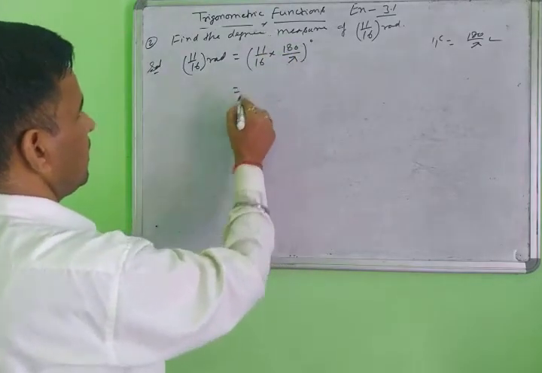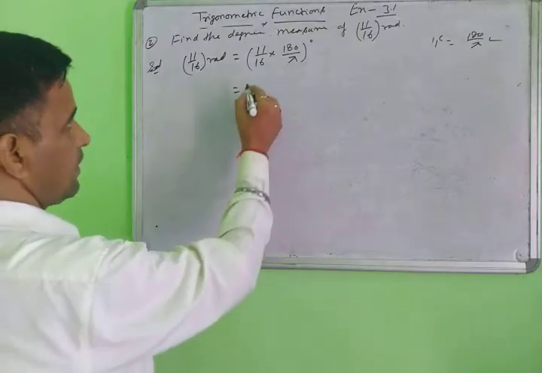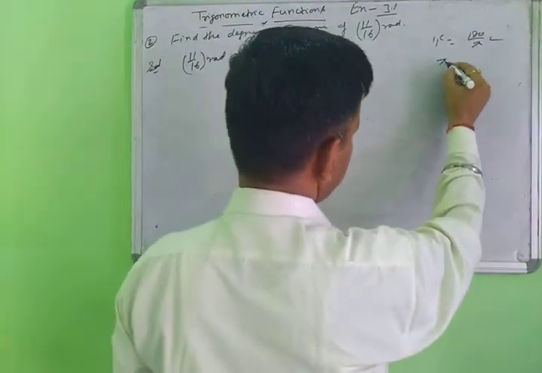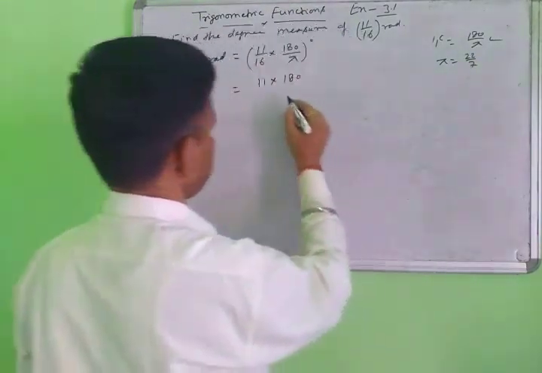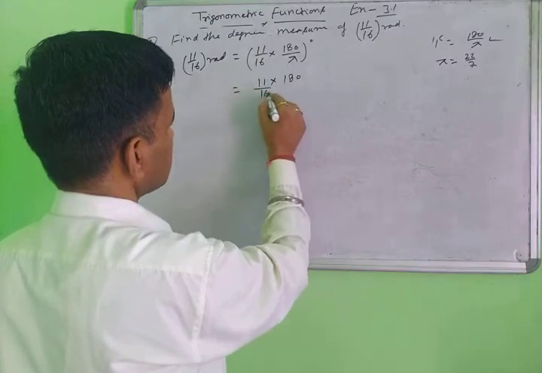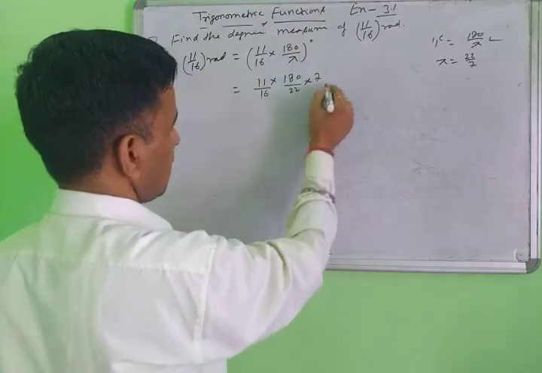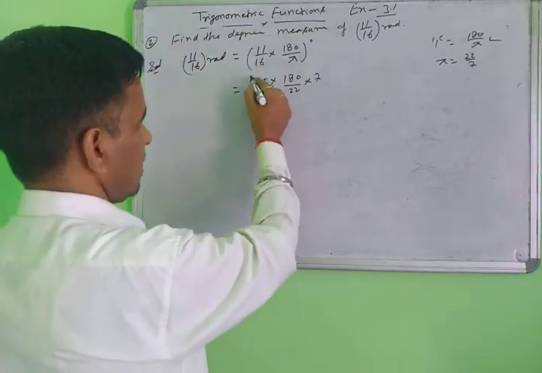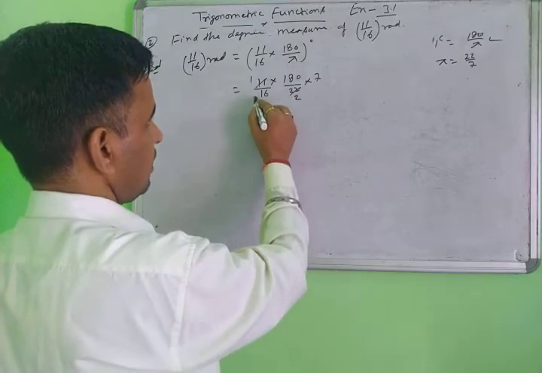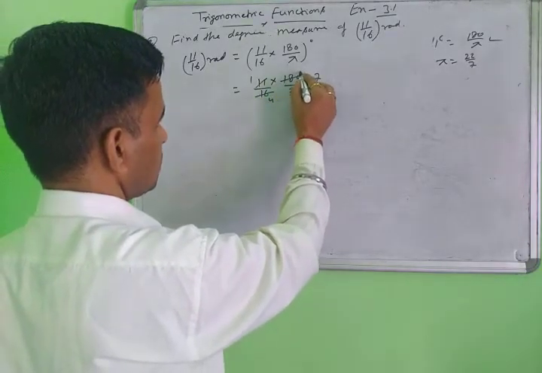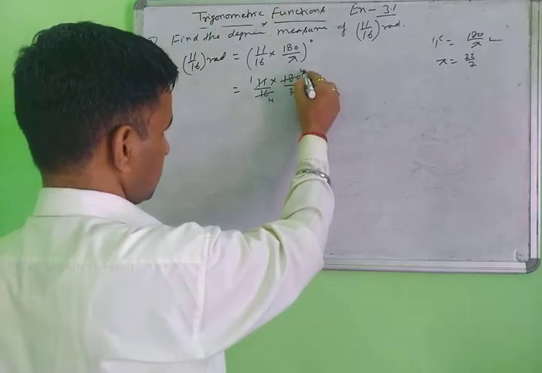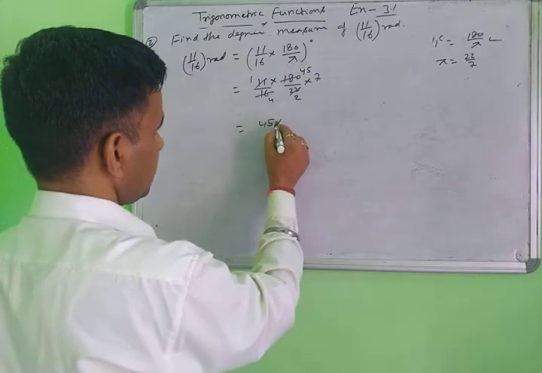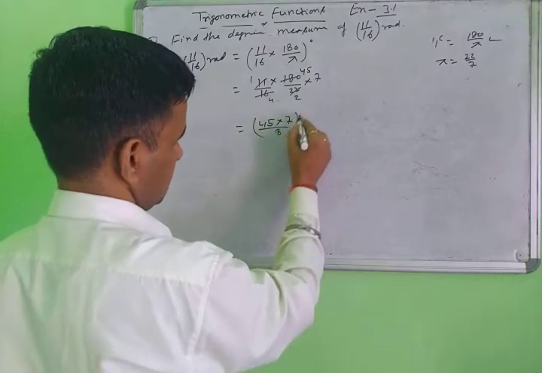Next point. Here we put the value of pi, which is 22 upon 7. So we have 11 upon 16 into 180 into 7 upon 22, taking the reciprocal of 22 upon 7 so it goes in the numerator. 11 times 2 is 22, cancellation. 4 times 4 is 16, and 4 times 45 is 180. What is left is 45 into 7 upon 8 degree.